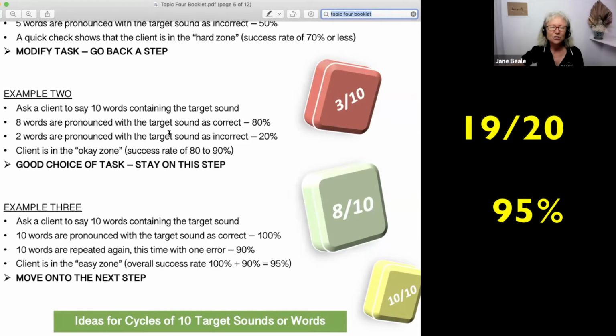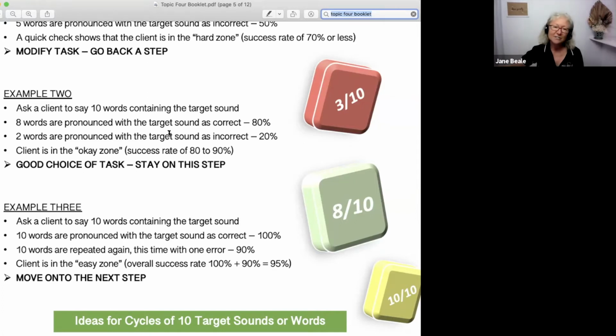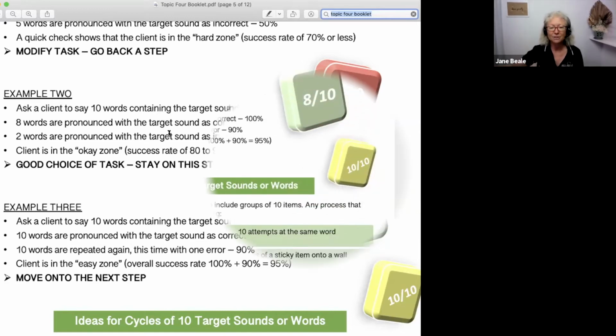And you know what? Usually when that's the case, 19 right out of 20, we can move on. 10 out of 10, then 9 out of 10, or 9 out of 10, then 10 out of 10. That's pretty easy. They're going to feel pretty confident about that. And we'll move on to the next step because we want to keep the learning progressing and we want to get through our different speech goals.